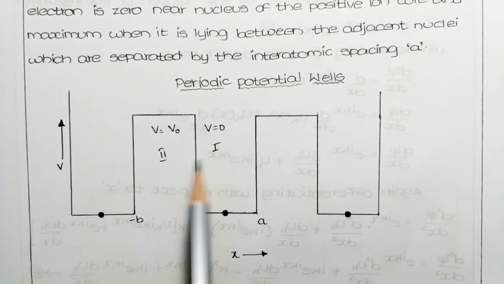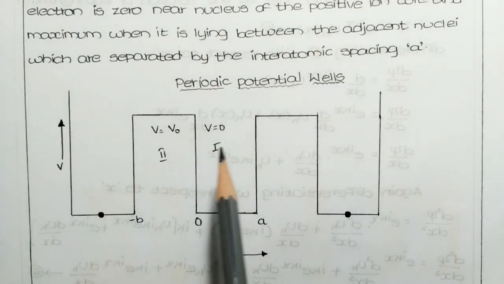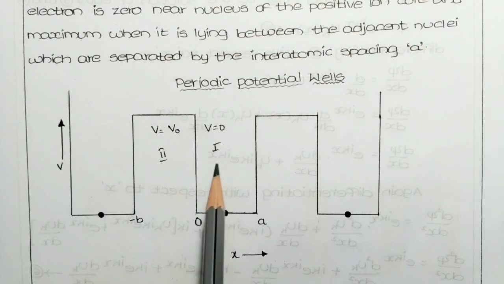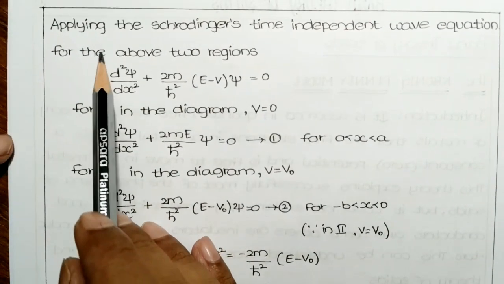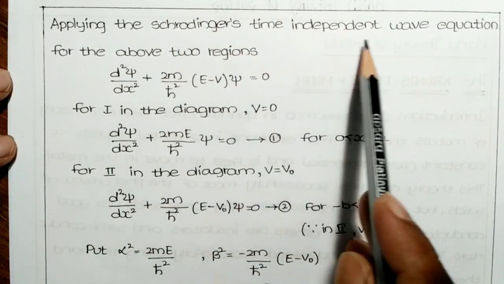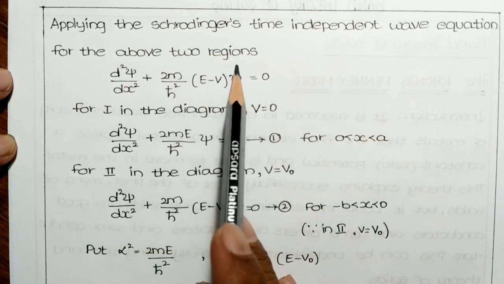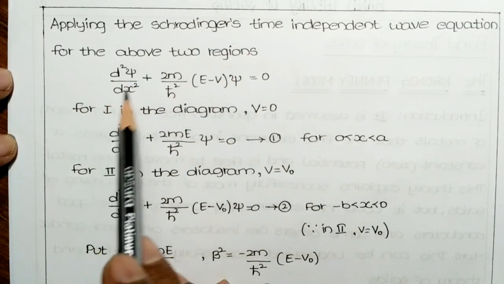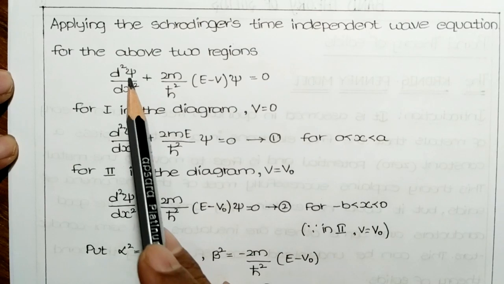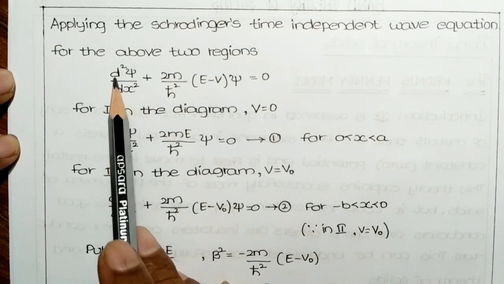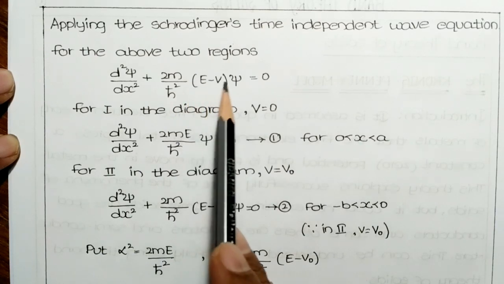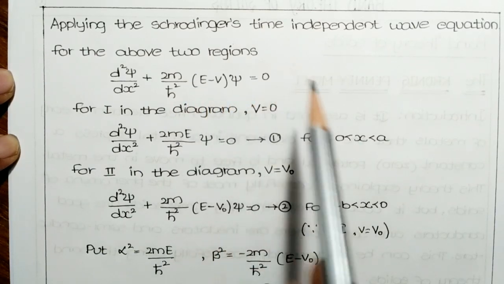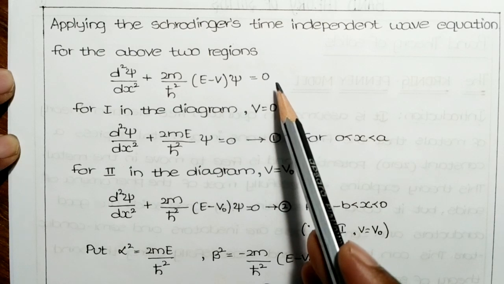Now we have to consider these two regions. Apply Schrodinger's time independent equation to these two regions, then solve it. We know the one-dimensional Schrodinger's time independent wave equation: d squared psi by dx squared plus 2m by h cross squared into (E minus V) into psi is equal to 0. This is Schrodinger's time independent wave equation.